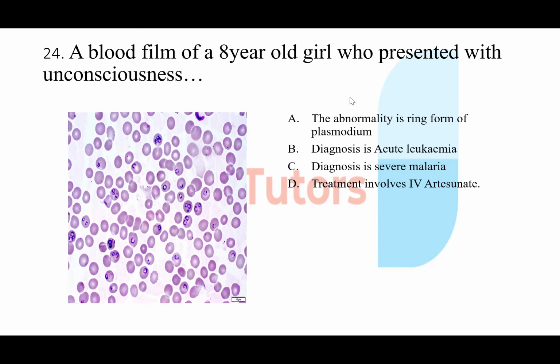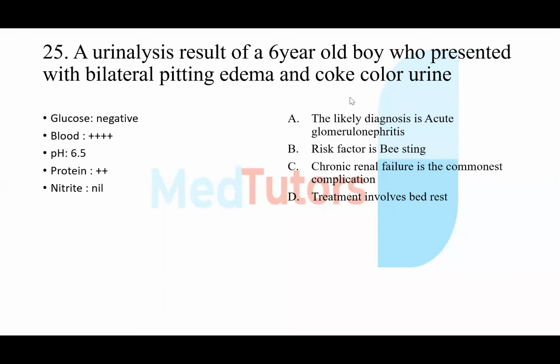Of course, it's not likely to be acute leukemia. When you have acute leukemia, what you'll be seeing in the peripheral blood film are blast cells and not ring forms, as you can see here. So diagnosis is severe malaria. Yes, diagnosis is severe malaria. Treatment of choice is IV artesunate. Yes, treatment of choice is IV artesunate. Next slide, please.